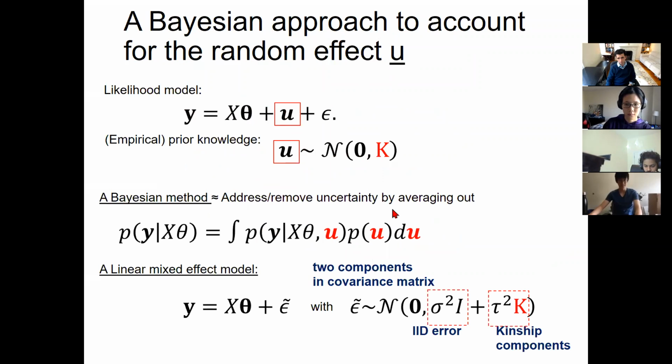And then the Bayesian method would be to address and remove the uncertainty by averaging out this P of Y given all the effect sizes multiplied by the dosages. And then you integrate that over all possible kinships. This linear mixed model is looking at a new type of noise that is now incorporating two components: this zero mean and IID component, but also a kinship component. So we've transformed this problem into combining both the kinship and the random error into these two components. One is the kinship component, which is based on the amount of sharing between every pair of individuals. And the other one is this IID error component, which is saying what is the deviation for every one individual.